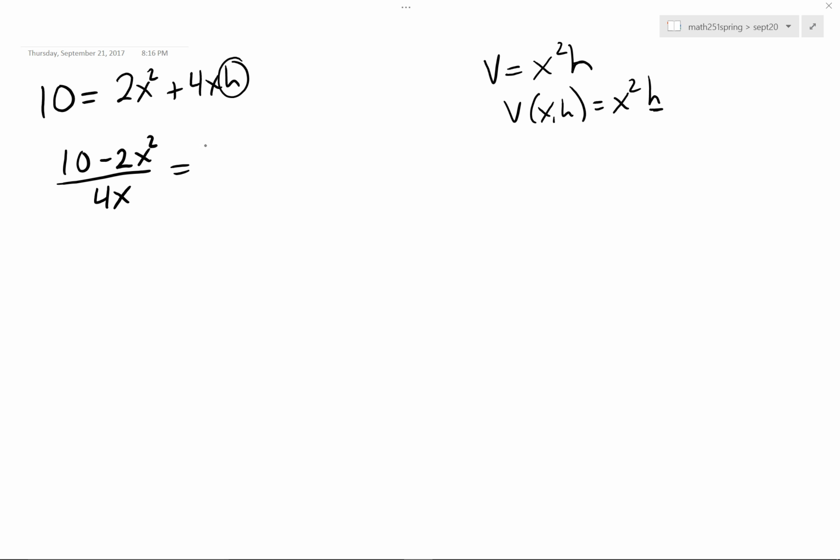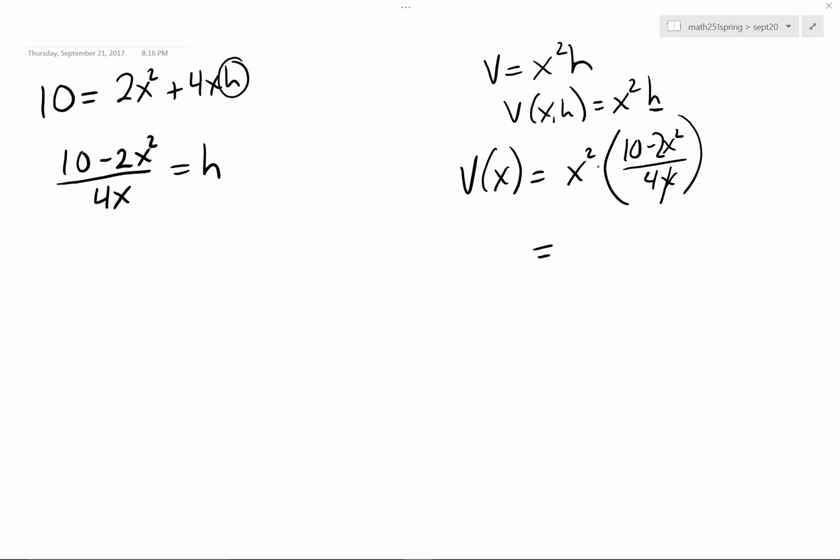And there it is. So now v is just a function of x by doing this: x squared times (10 minus x), or 2x squared rather, over 4x. And of course you can clean this up a little bit. This x will cancel, one of those will cancel. This is over 1. So you're going to get 10x minus 2x cubed all over 4. This is your v of x.